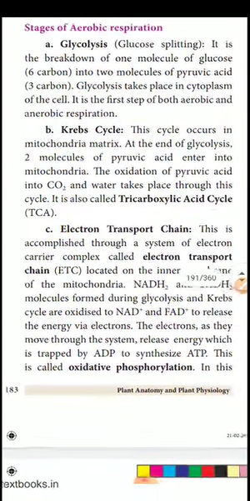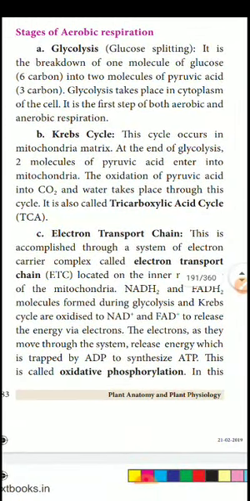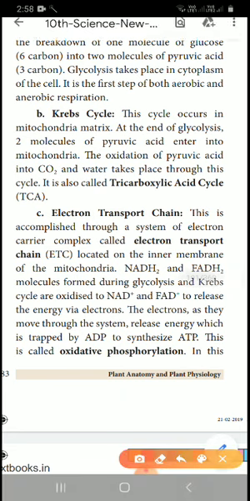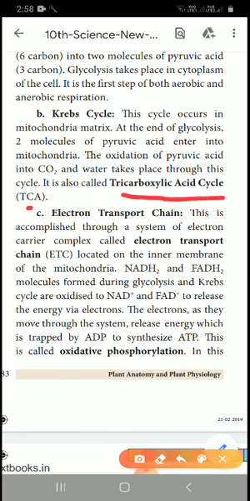Next, the Krebs cycle. The Krebs cycle occurs in the mitochondrial matrix. Where does it happen? In the mitochondrial matrix. At the end of glycolysis, 2 molecules of pyruvic acid enter the mitochondria. The pyruvic acid is converted into CO2 and water through the cycle. Another name is the tricarboxylic acid cycle, or TCA.